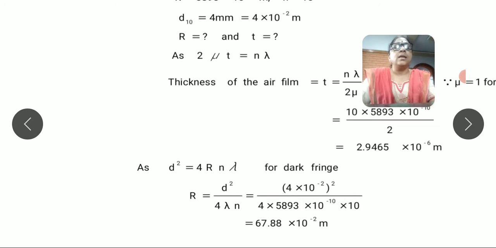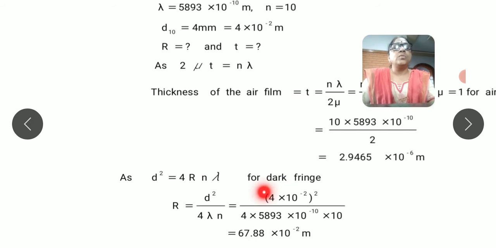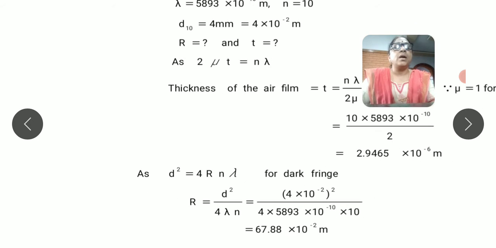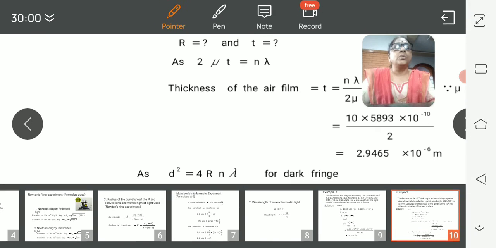for a dark ring, the square of the diameter is equal to 4r n lambda. So therefore r is equal to d square by 4 lambda into n. After substituting the values of d, lambda and n, we get the value of r as 67.88 into 10 raised to minus 2 meter.